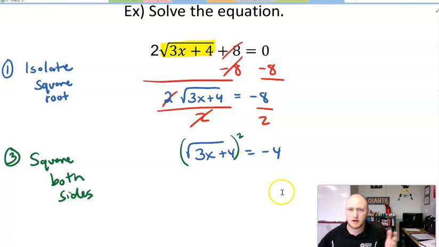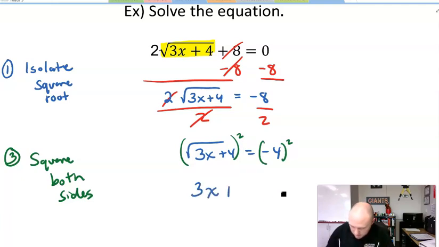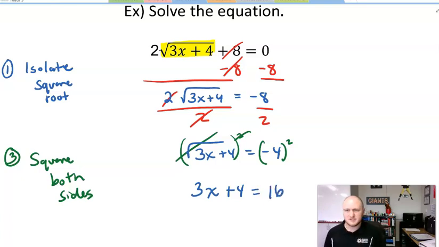Now I can take a square. So I'm going to square both sides of this, and we get 3x plus 4 because the square and the square root cancel. They're inverses. They undo each other, just like addition with subtraction. And then we have negative 4 squared gives us a positive 16.